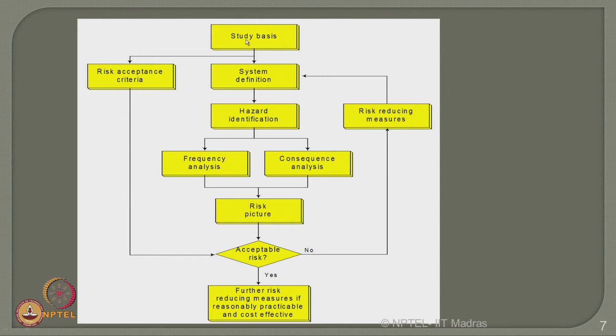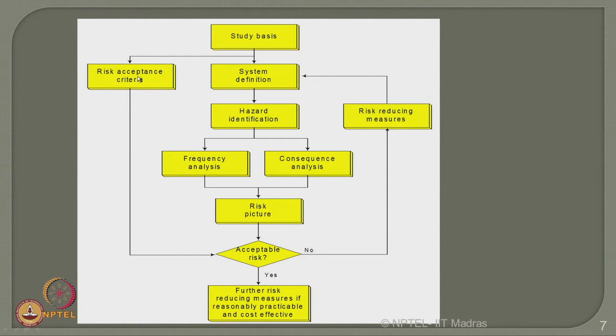What is the important study requirement for a given problem? For a given problem, one should be able to identify the system definition. Then from the system defined, we should be able to take out hazard identification. Once the system is defined, prior to that, for a study basis given, we should be able to establish or refer to the standard available risk acceptance criteria.